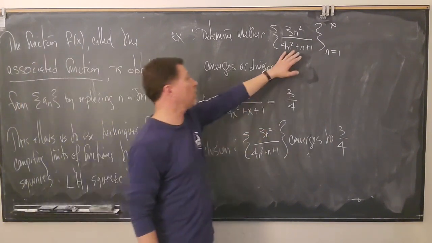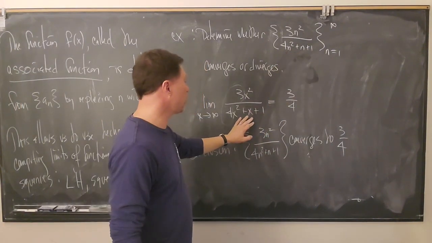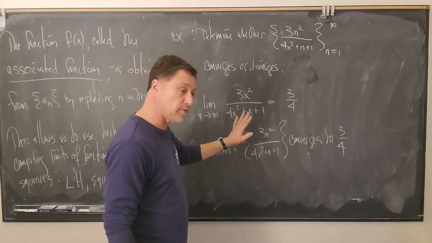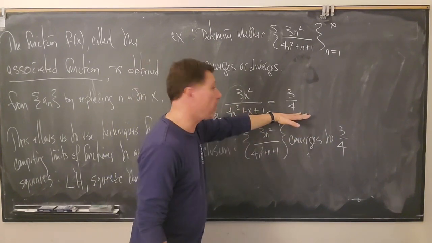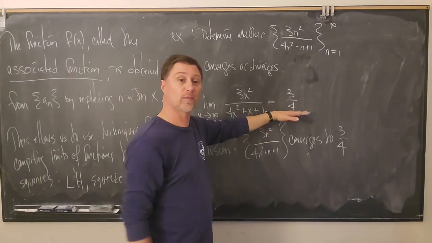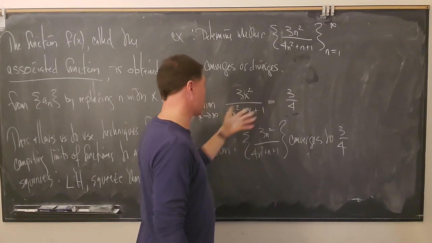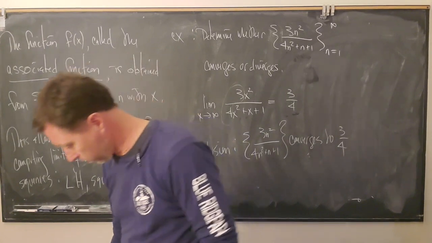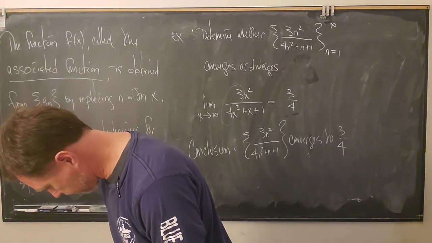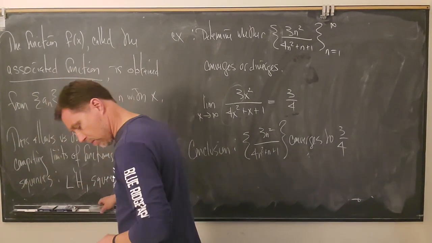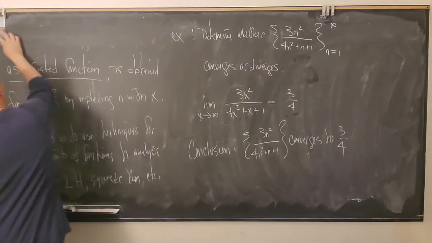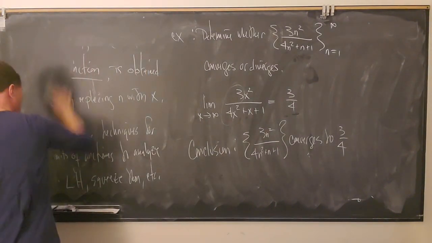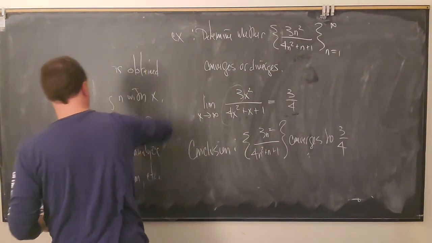All right, so that's how this associated function business works. We're given a sequence, compute the limit of the associated function. If you get an answer, then the original sequence converges to that number. If the associated function diverges, then you say that the sequence diverges. Now let's do one more example, and then we're going to need a little bit more power before we can move on to more complicated sequences.